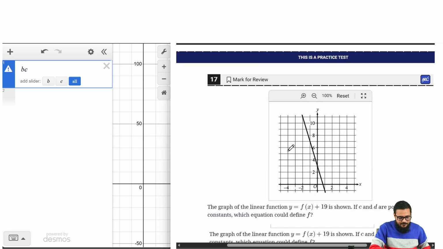The graph of the linear function y equals f of x plus 19 is shown, and c and d are positive constants. Which equation could define f, right?